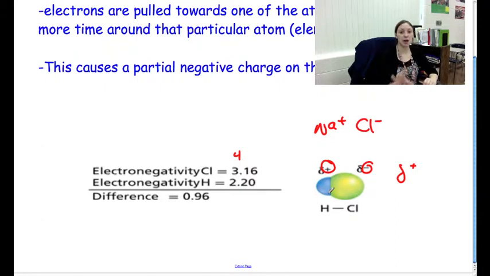Okay, and they spend more time around chlorine. Now, it doesn't mean that this electron around chlorine doesn't often go to hydrogen. It just doesn't stay there very often when they're shared. They just sit kind of closer to chlorine.